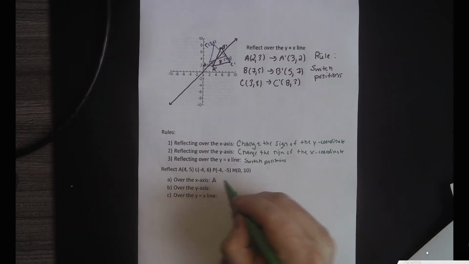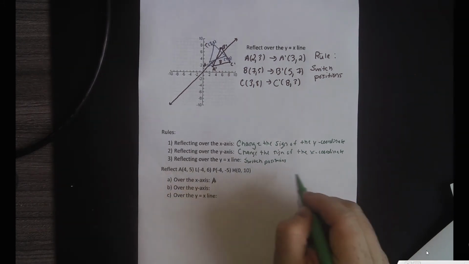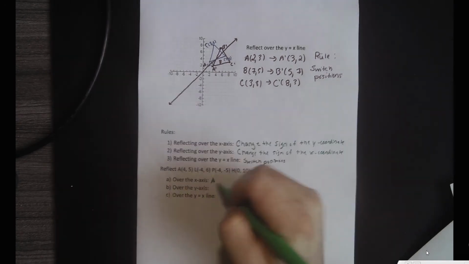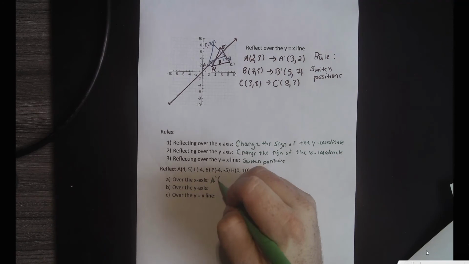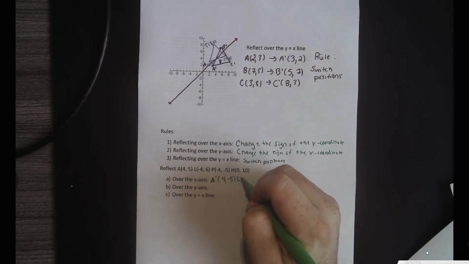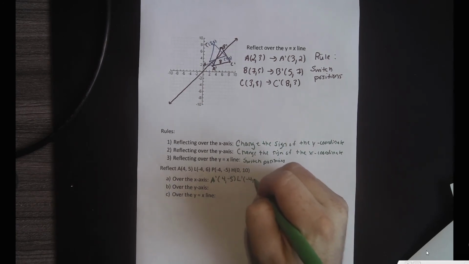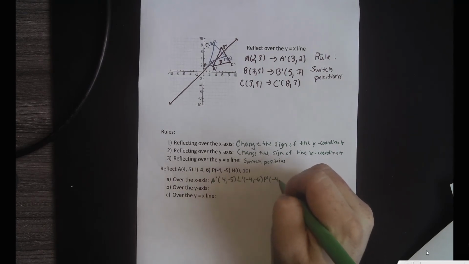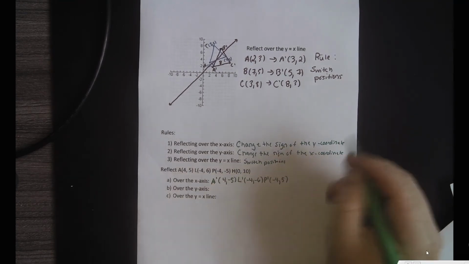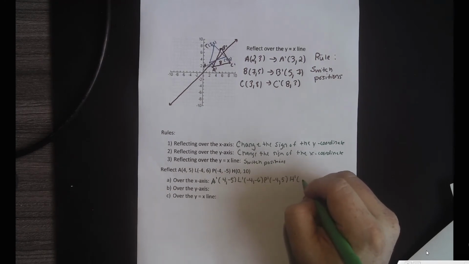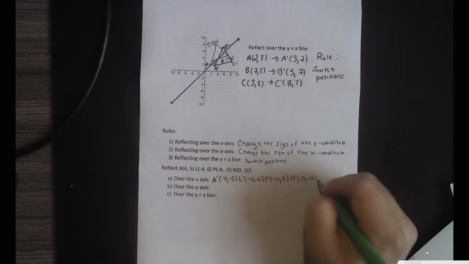So if I go over the x-axis, and I use the points I have here, I'm going to change (4, 5) into (4, -5). I'm going to change (-4, 6) into (-4, -6). I'm going to change (-4, -5) into (-4, 5). And I'm going to change (0, 10) to (0, -10).